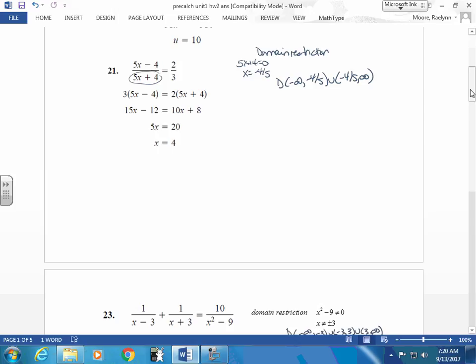Okay. Now this one has a domain restriction. So when we get the answer, we say it was 4 in our allowable domain. So I know it's okay for my denominator, right?